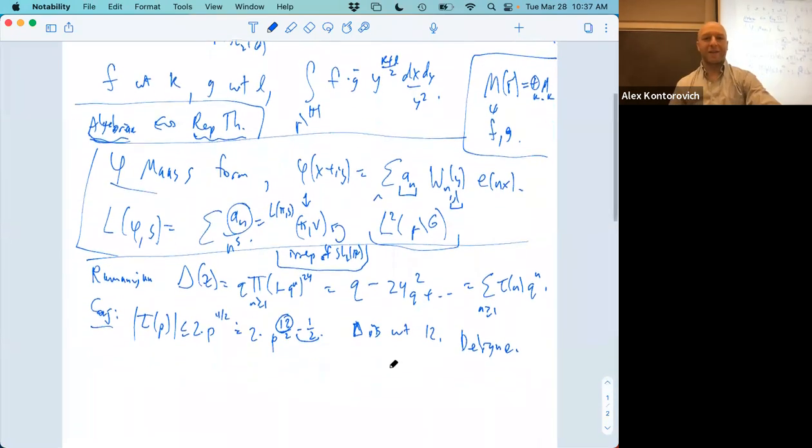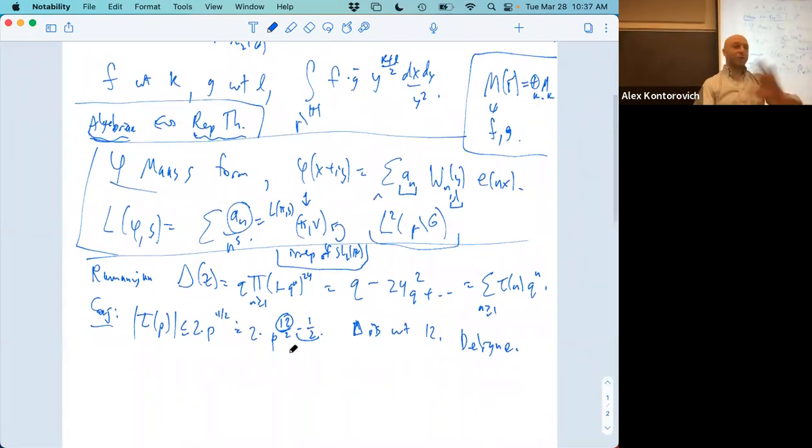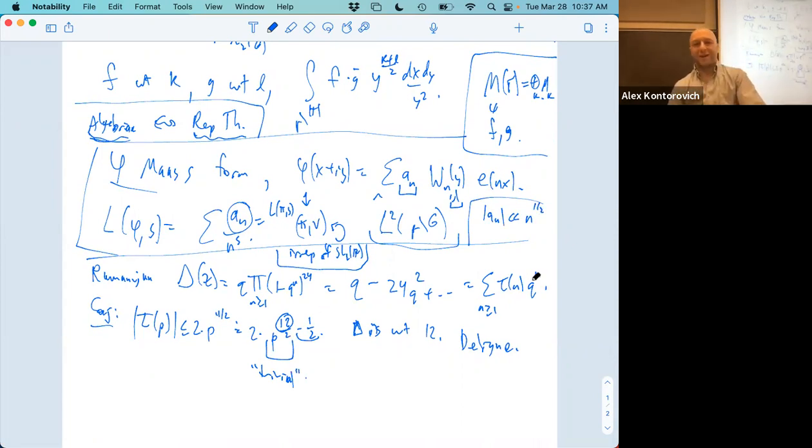And now the 12 halves you can prove trivially. If you just want this bound, it's very easy to prove. This is the so-called trivial bound. The analog of that for Maass forms is that you can trivially prove that these a_n grow at worst like n to the 1/2.